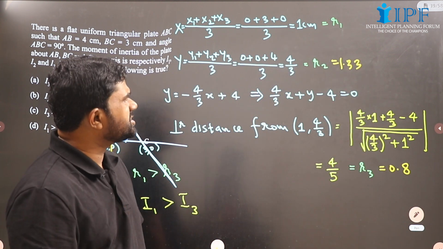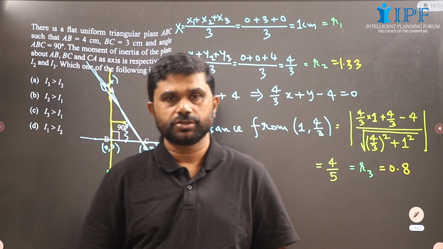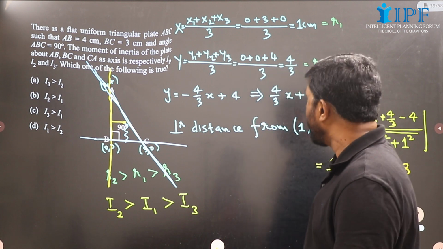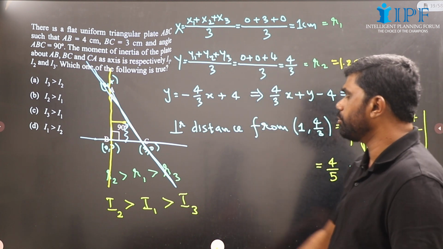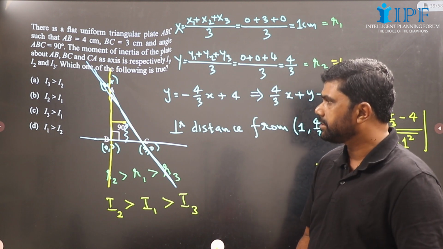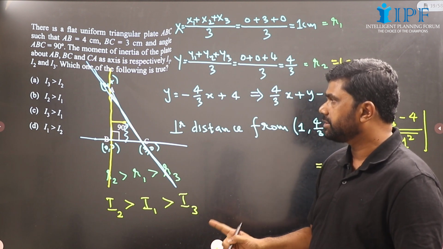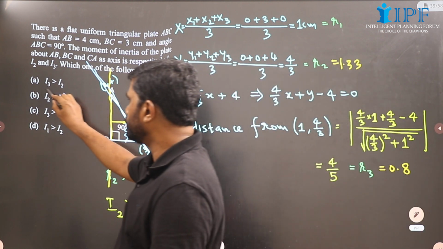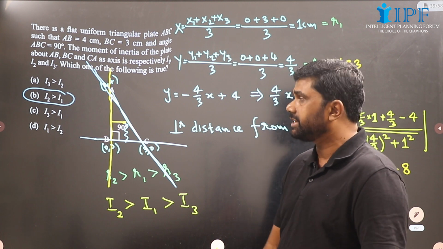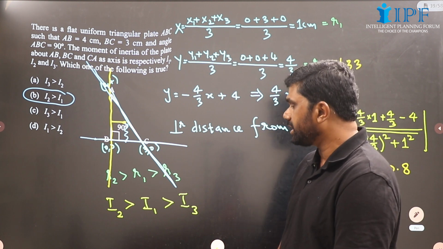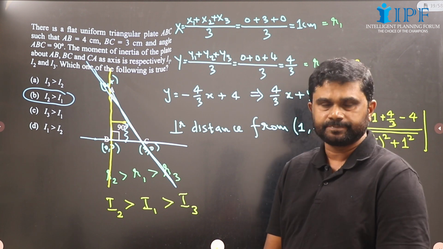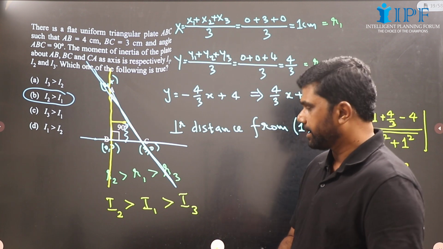So the distance is maximum in the second case. So I2 will be the greatest. Okay, so I2 greater than I1 greater than I3. So this is true, I2 greater than I1. Then the first option, I3 greater than I2, that is false. I3 greater than I1, that is also false. I1 greater than I2, that is also false. Only the second option will be correct.